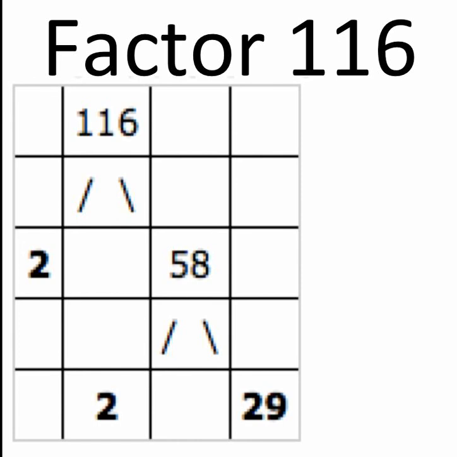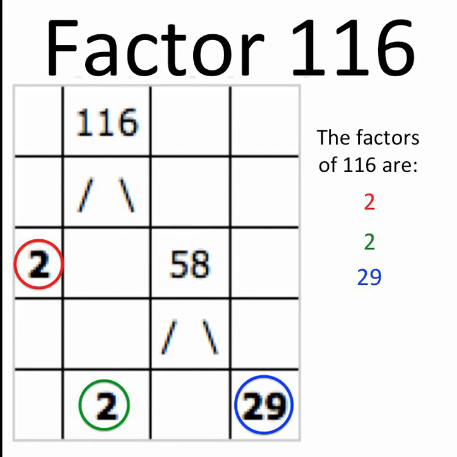And there it is. And when I do that, I see that 116 can be factored into 2 times 58, and 58 can further be factored into 2 times 29. So therefore, I know that the prime factors of 116 are 2 times 2 times 29.